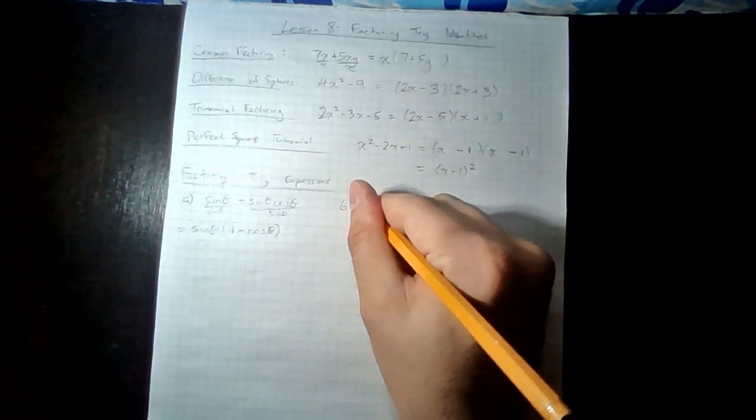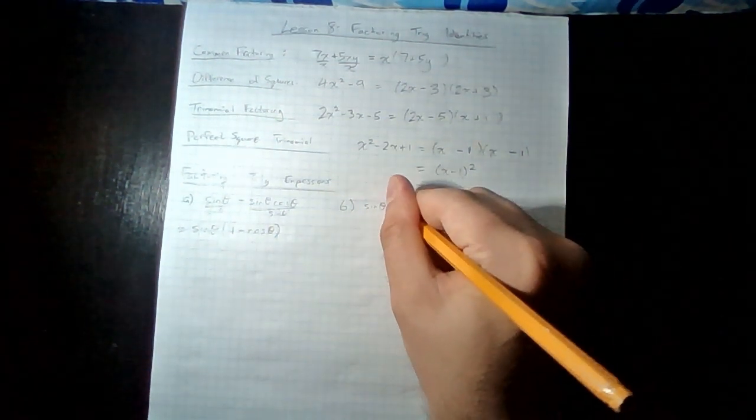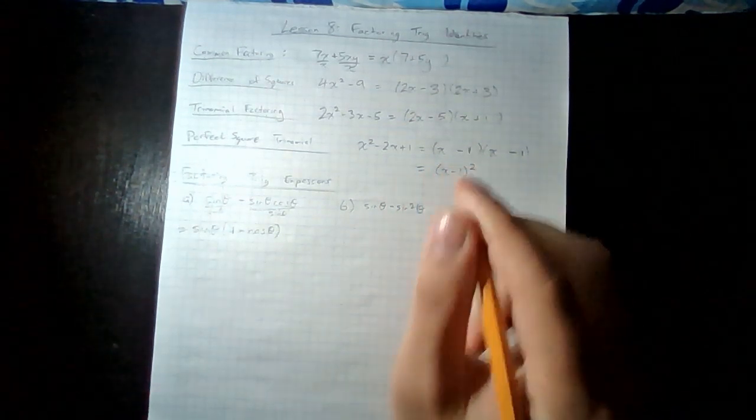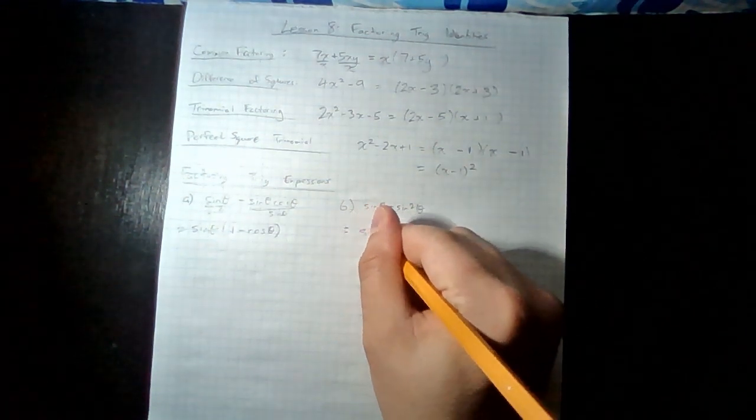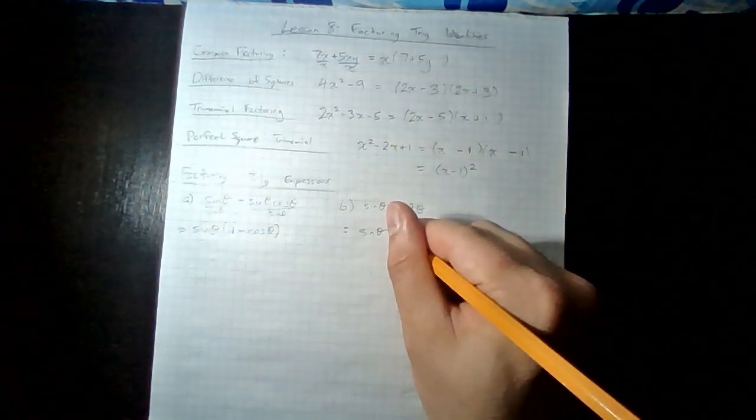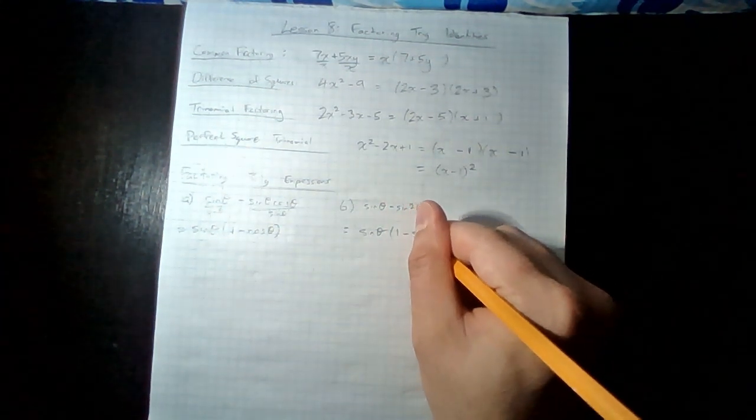Similarly, if we have something like this, sine theta minus sine squared theta, again, we have a common factor of sine theta. We're dividing both the first and the second term by sine theta, which would leave us with 1 minus sine theta.